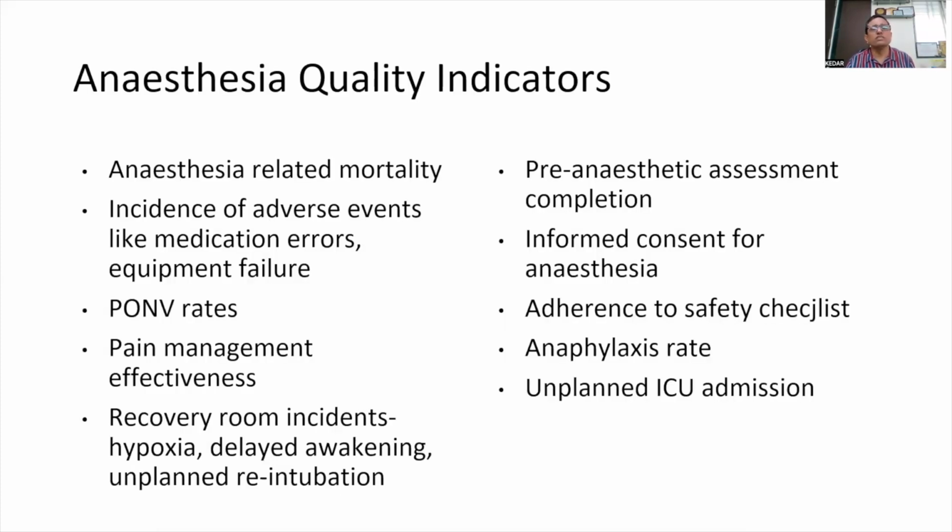So, some anesthesia quality indicators: anesthesia-related mortality and adverse events like medication error, equipment failure, post-operative nausea and vomiting rates, pain management effectiveness, recovery room incidents like hypoxia, delayed awakening, unplanned reintubations, pre-anesthetic assessment completion, informed consent for anesthesia, adherence to safety checklists like the surgical safety checklist, anaphylaxis rates, and unplanned ICU admissions. These are some. You may be knowing more than this.